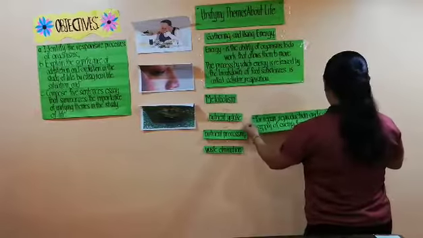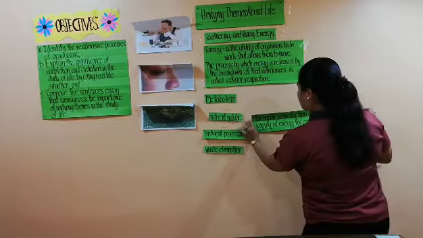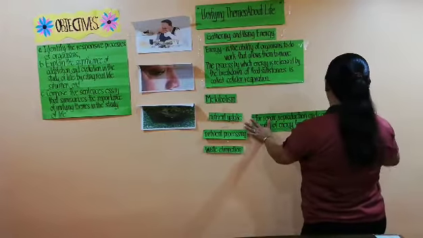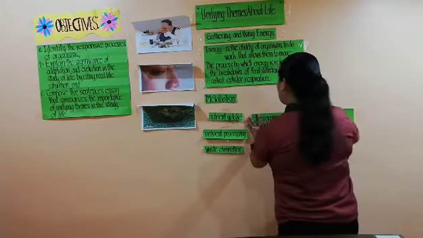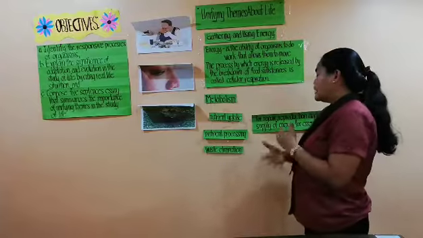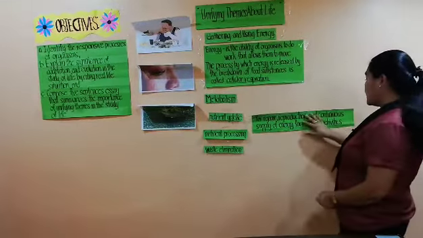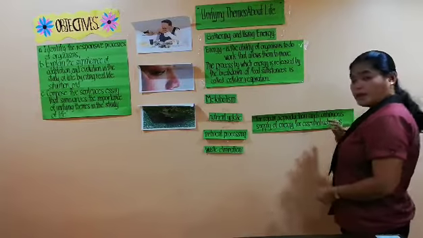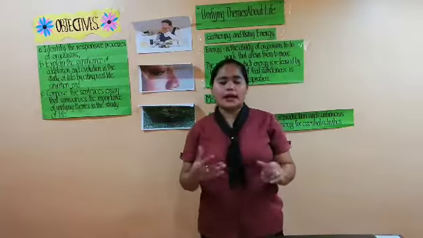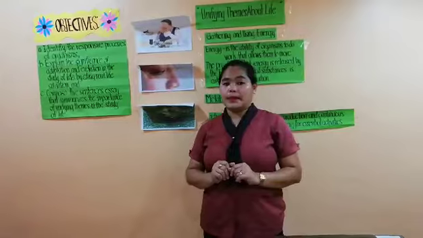Okay, so these are the significance of nutrient uptake and processing. Why do we need to have nutrients in our body? In order for us to repair some damaged tissues, for reproduction, and continuous supply of energy for essential activities. Okay, now let's move on to waste elimination.